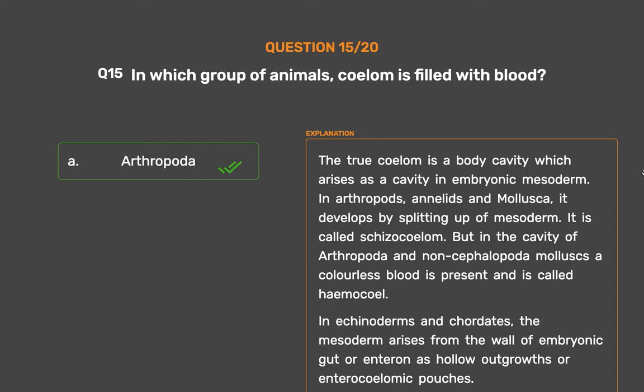In echinoderms and chordates, the mesoderm arises from the wall of embryonic gut or enteron as hollow outgrowths or enterocoelomic pouches. In coelenterates, body cavity is absent. In roundworms, the body cavity is not lined by mesoderm. Instead, the mesoderm is present as scattered pouches. Such body cavity is called pseudocoelom.